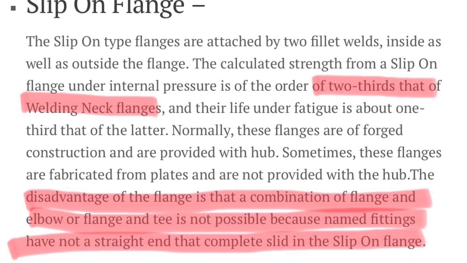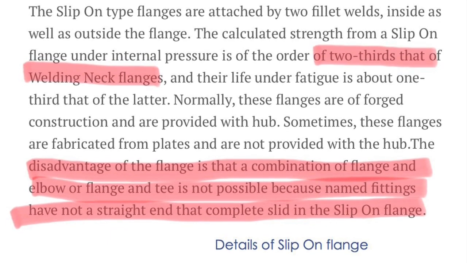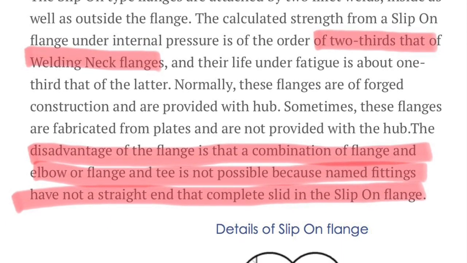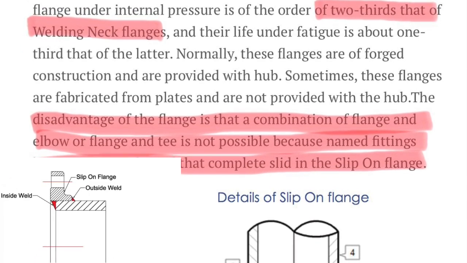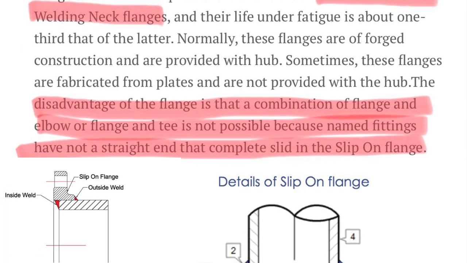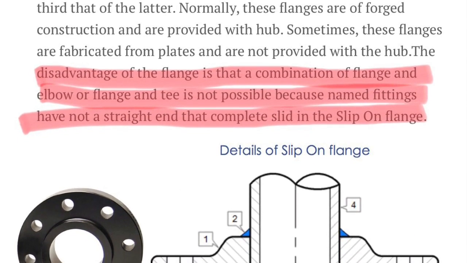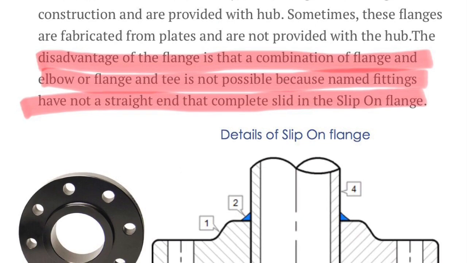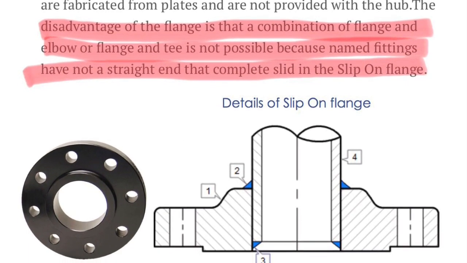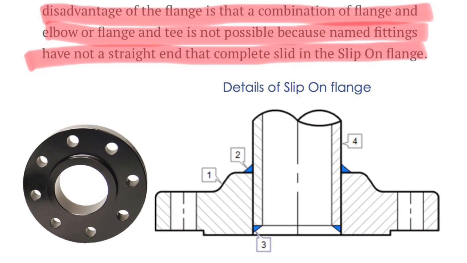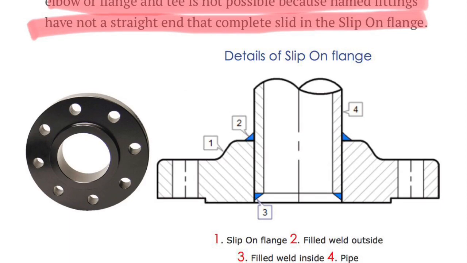Slip-on flanges are connected by two fillet joints, one inside and another one outside. The strength of the slip-on flange is 2/3 of the weld neck flange. Normally these flanges are forged or cast. Sometimes these flanges are fabricated from plates. The main disadvantage of this flange is that it cannot be welded directly with fittings like elbows and tees.